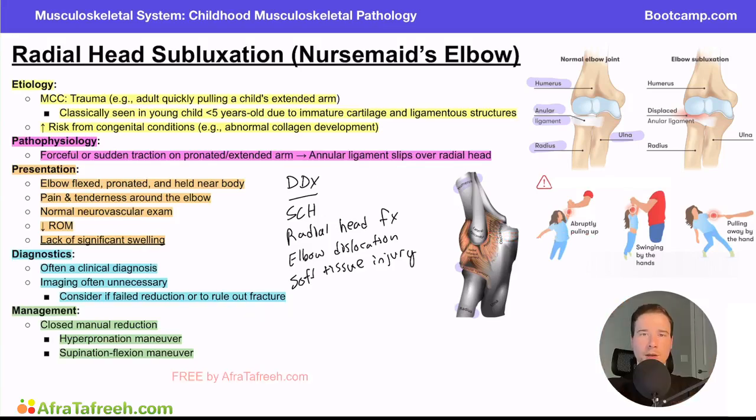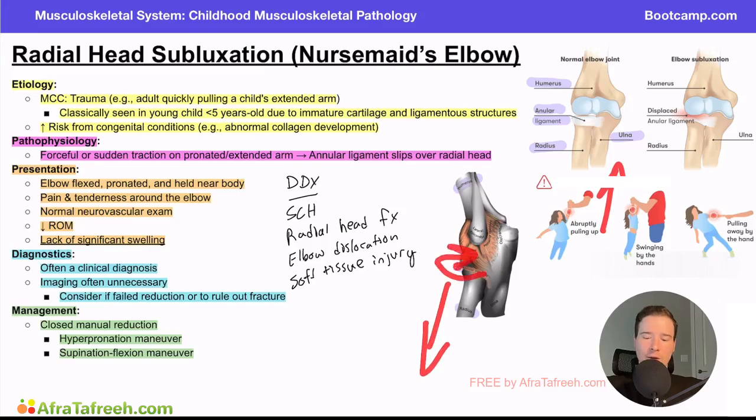So let's quickly summarize what we learned in this video, and then we'll do a practice question to wrap this up. This is going to be radial head subluxation, sometimes also called nursemaid's elbow. When we think about the etiology here, the most common cause I need you to know is that trauma is likely to occur. An adult quickly pulling a child's arm. We talked about the mechanism here, right? Pulling on the arm leads to traction on the radius, allowing the annular ligament to slip in between, which you can see on this elbow subluxation image right here.